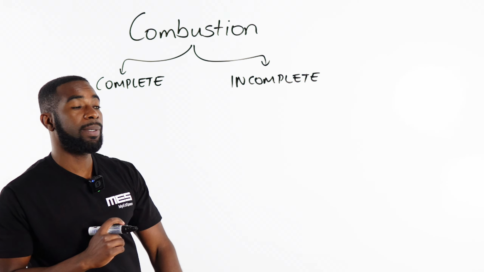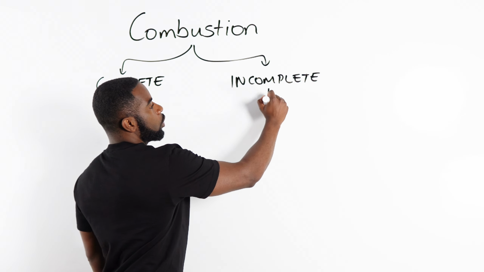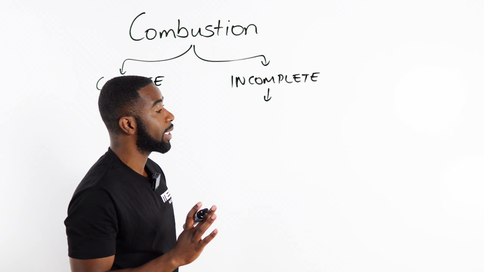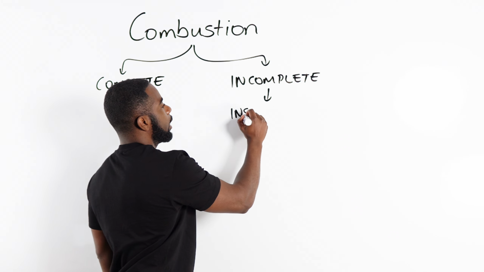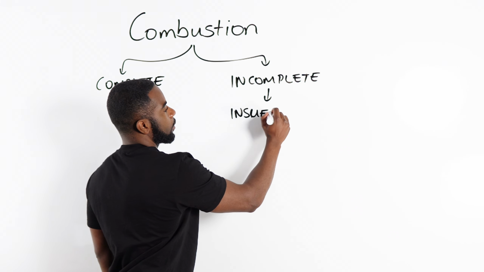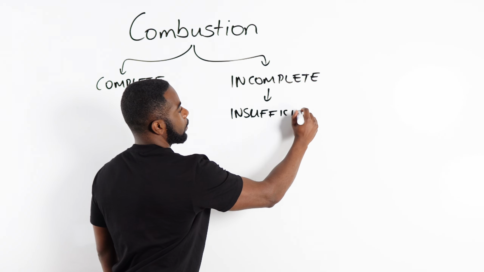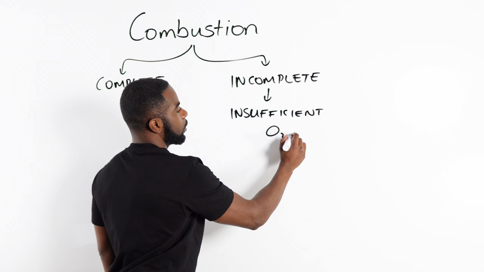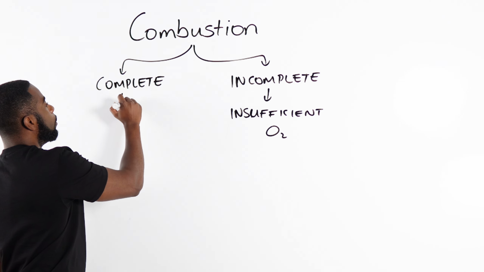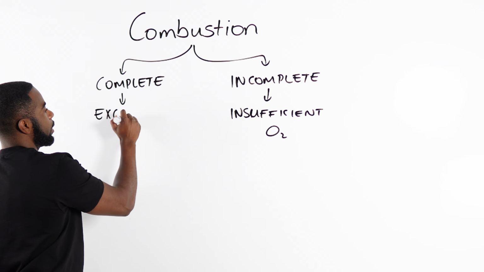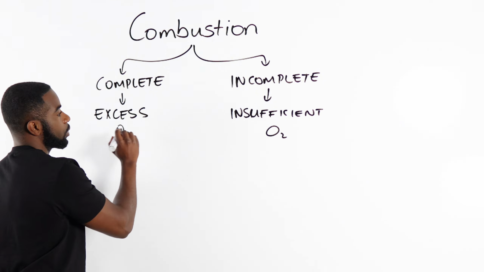So we'll start with incomplete combustion. For incomplete combustion, you don't have enough oxygen. So we say there is insufficient oxygen present. So I'm going to write the keyword insufficient. And this is all to do with oxygen. There is not enough oxygen around. Whereas with complete combustion, you've got more than enough. And in chemistry, that is excess. So you've got excess oxygen around.